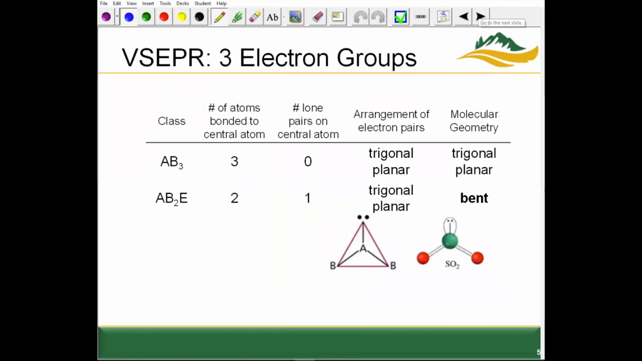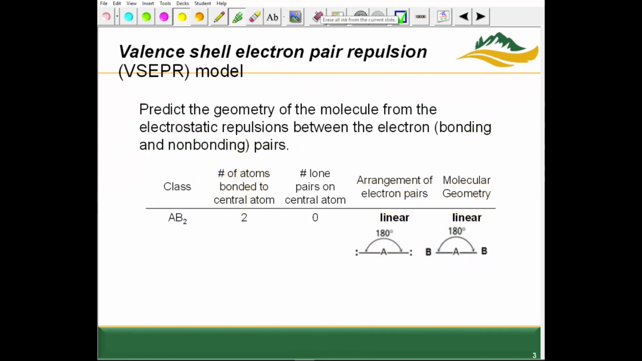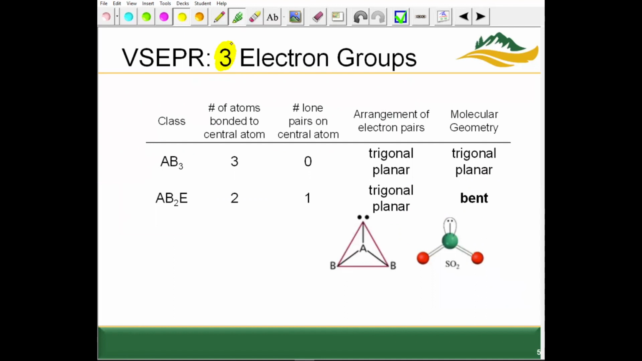This first table we're going to look at, though, is just looking at 3 electron groups. For 2 electron groups, that is always linear. So this is chapter 10, part 1, slide 3. 2 electron groups, that is always linear. We won't see a case where we'll have 1 bond and 1 lone pair. So again, 2 groups around the central atom, that is always linear. That's why we're jumping in here in chapter 10, part 2, with now 3 electron groups.